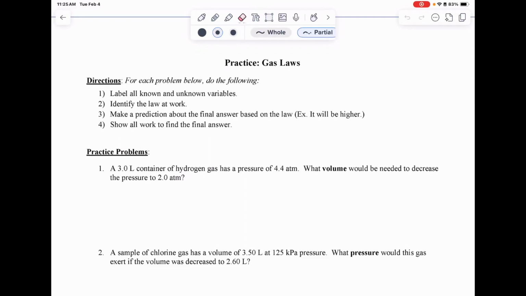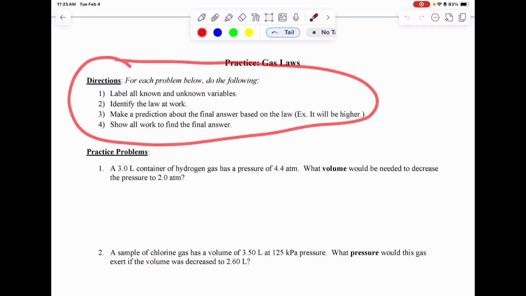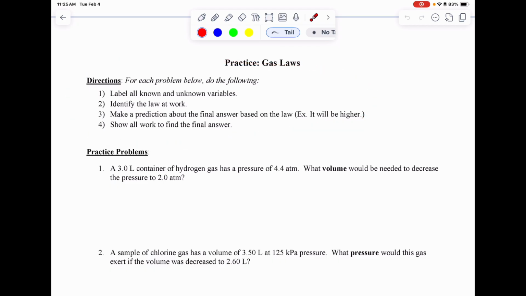Welcome to this video. Today I'm going to do this practice gas laws for y'all. I'm only going to do the odds, that way you can go back and do all of the evens. So if you look at this first part where it says the directions, yes, we have to read directions. Number one, I want you to label all known and unknown variables so that way we can identify, one, what we need to find, and two, we can identify what law we're using.